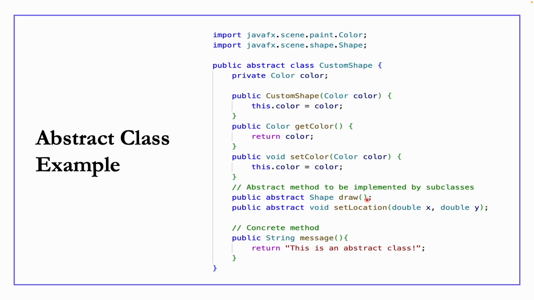And notice how we don't have any body for those two methods. So the class that extends this custom shape will have to override these two and provide a new, full implementation of those methods.